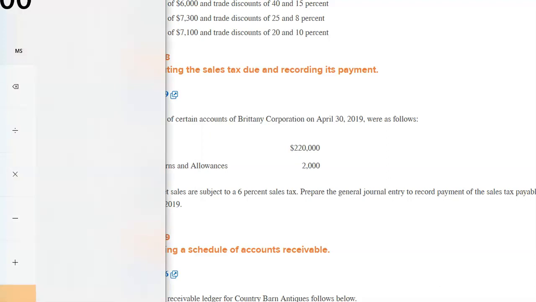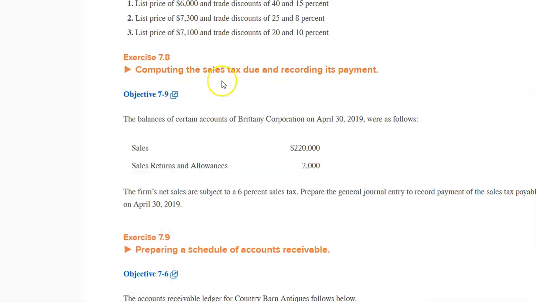2,000,000. We're going to subtract 2,000, and we're going to multiply that by 0.06. That leaves our sales tax at $13,080. So what we did is take the 2,200,000 and subtract out the returns and multiply it by 6%.